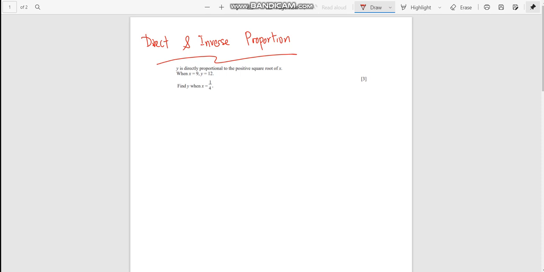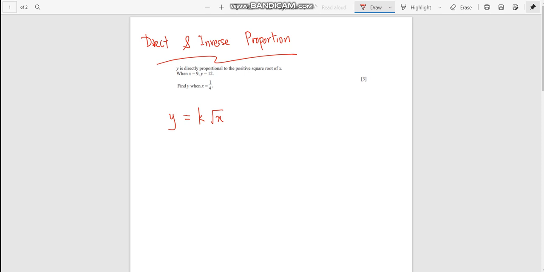So first step, you need to form an equation that relates your y with this. The second term they give you is square root of x. So directly proportional, you just write y equals, the next term is square root of x. And then you must add a k, a constant k, in front of the second term.